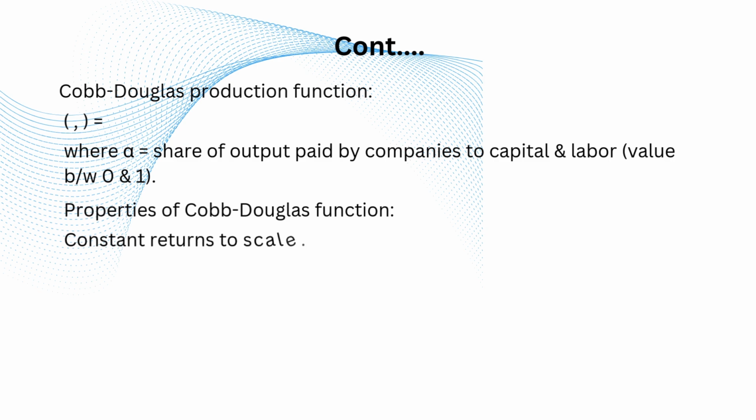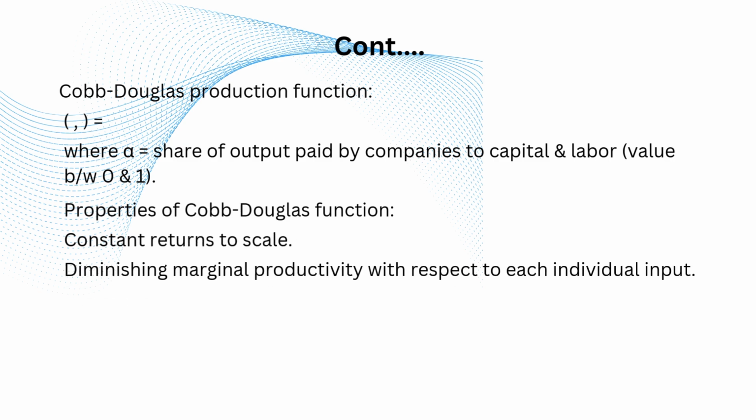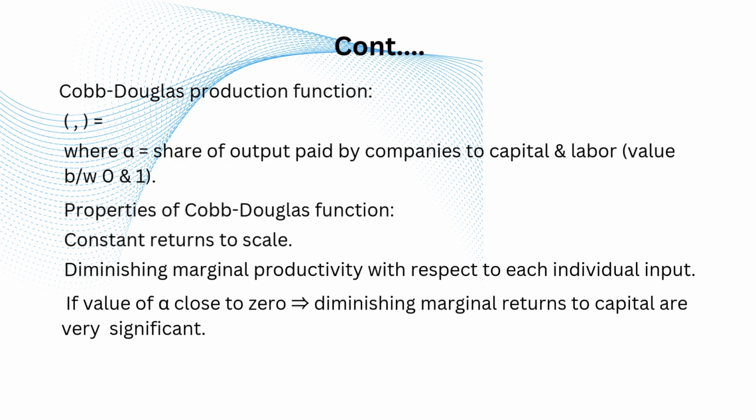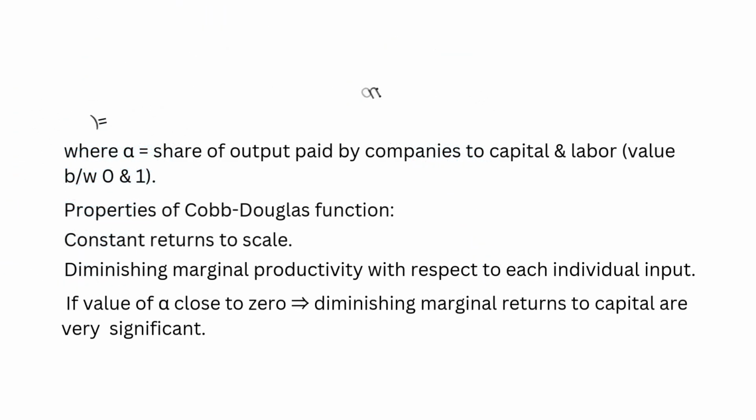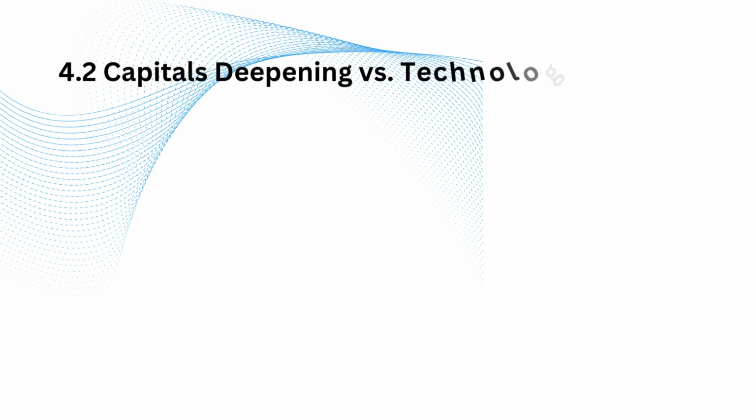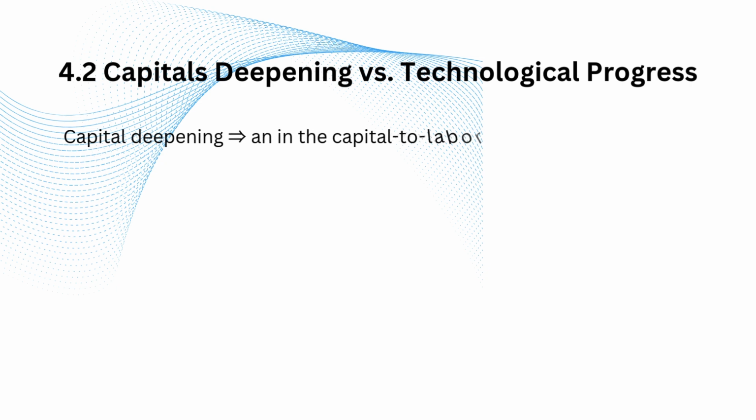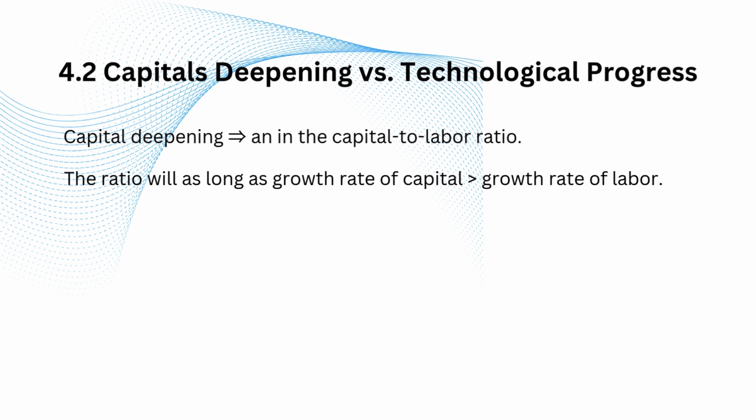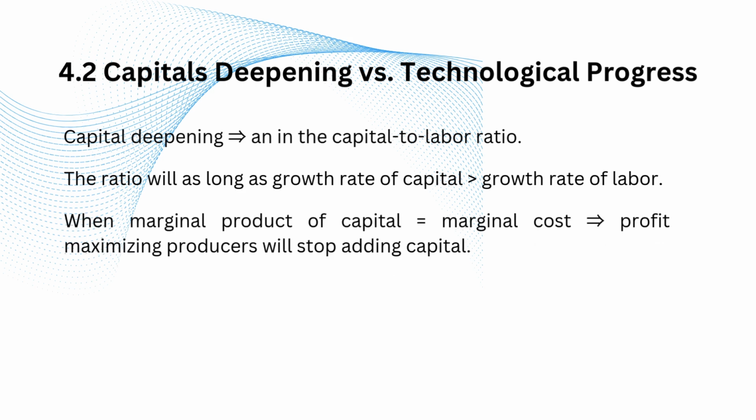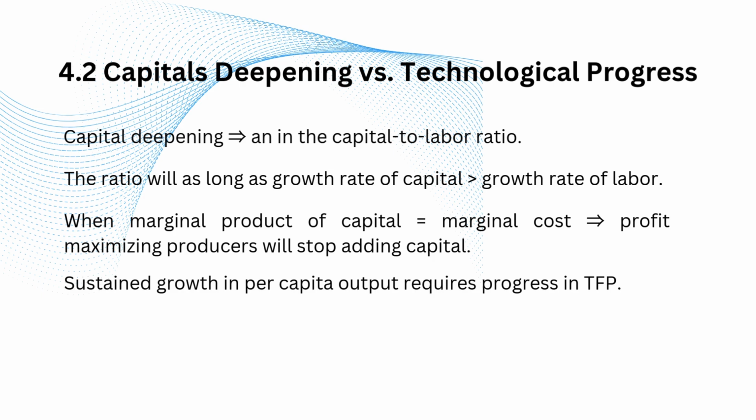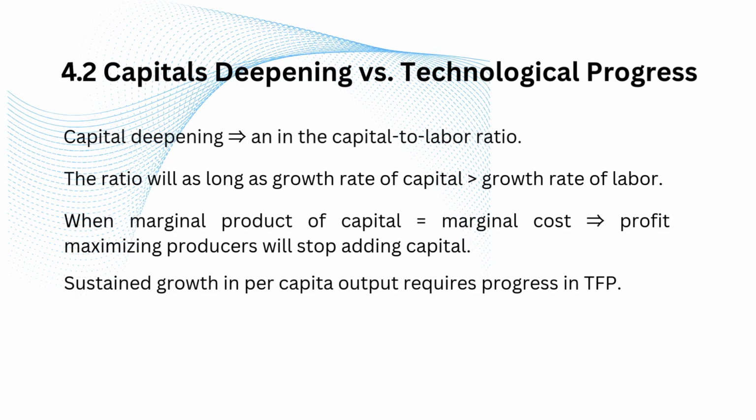Properties of Cobb-Douglas function: constant returns to scale, and diminishing marginal productivity with respect to each individual input. If the value of alpha is close to 0, diminishing marginal returns to capital are very significant. 4.2 Capital deepening versus technological progress. Capital deepening is an increase in the capital to labor ratio. The ratio will increase as long as growth rate of capital exceeds growth rate of labor. When marginal product of capital equals marginal cost, profit maximizing producers will stop adding capital.